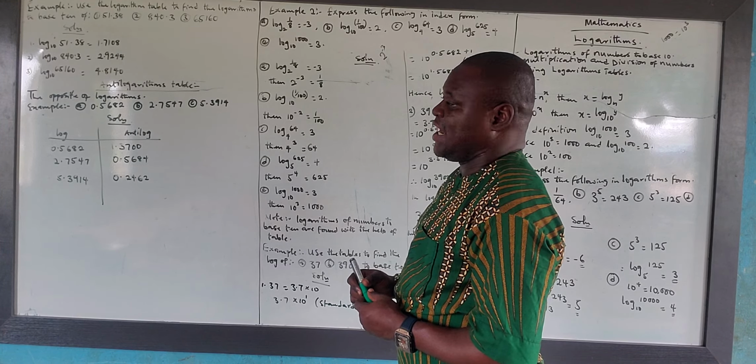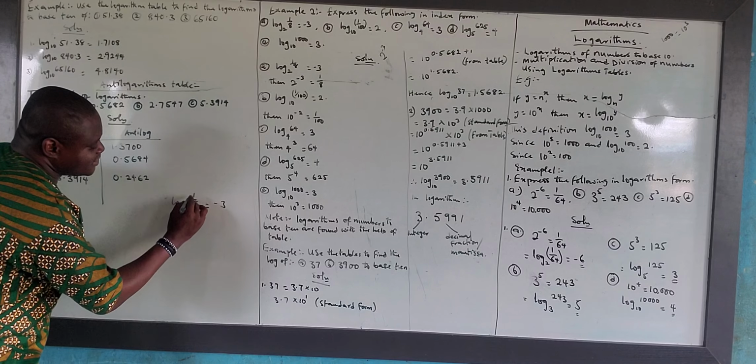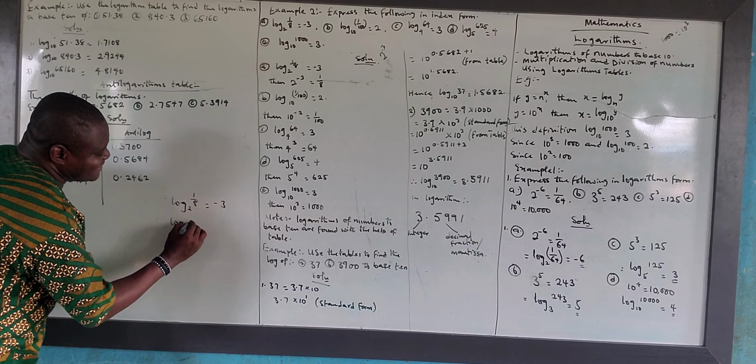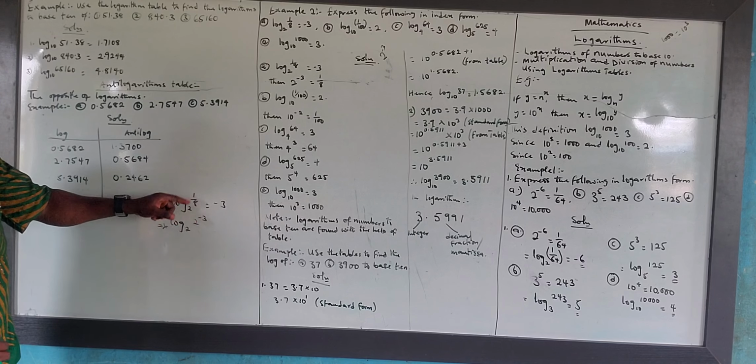Are you getting it? Or apparently we can now say that we have log 2 of 1 all over 8 is equal to minus 3. So 1 over 8 is the same thing as 2 raised by minus 3. That is, if we factorize 8, we are going to have 2 raised by 3.